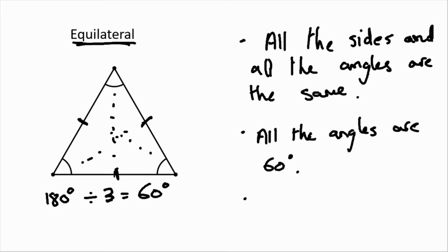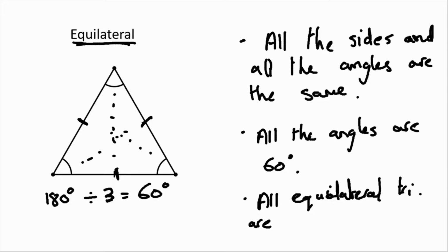Now, one more fact is that all equilateral triangles are what we call similar. In other words, they have the same angles, they can be different sizes.